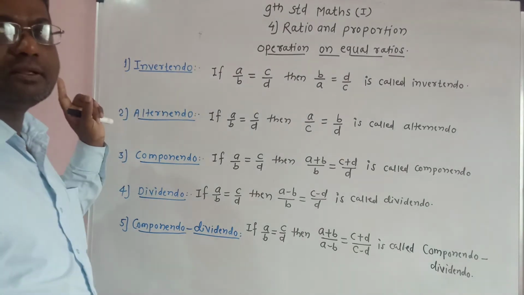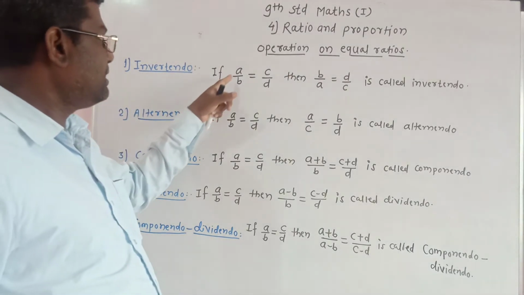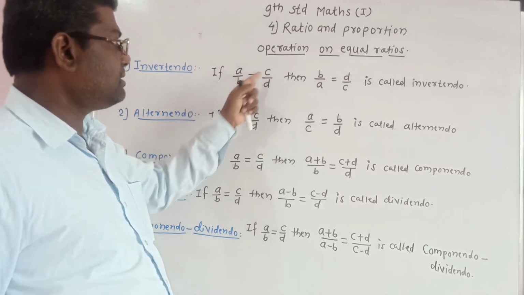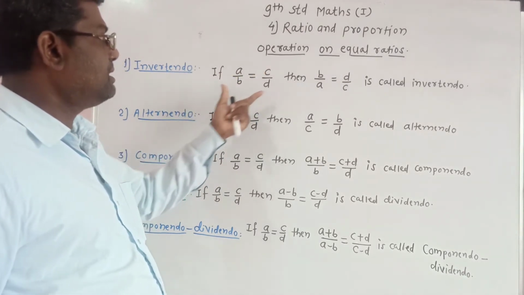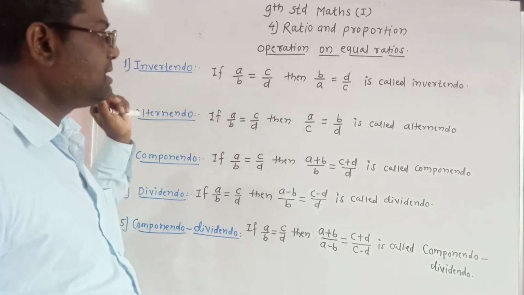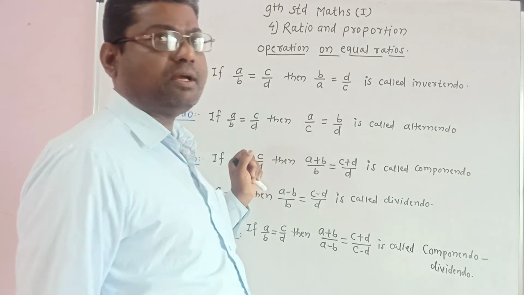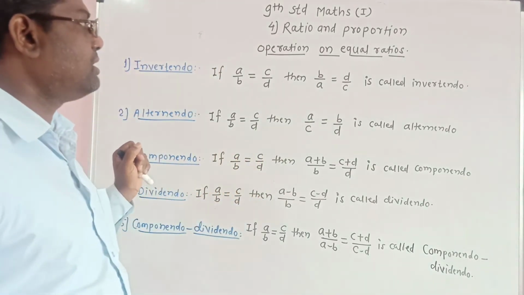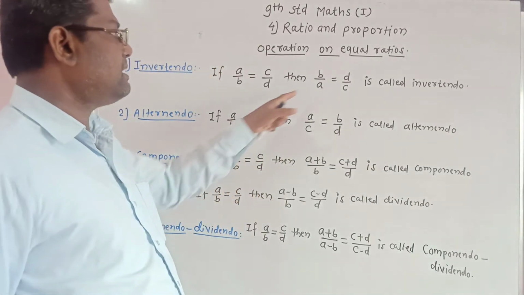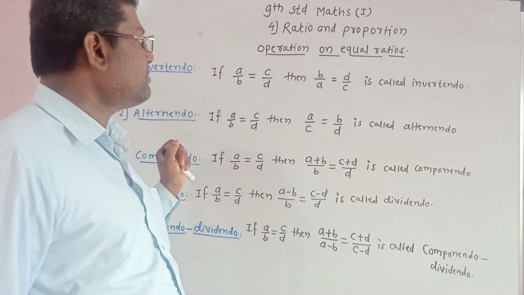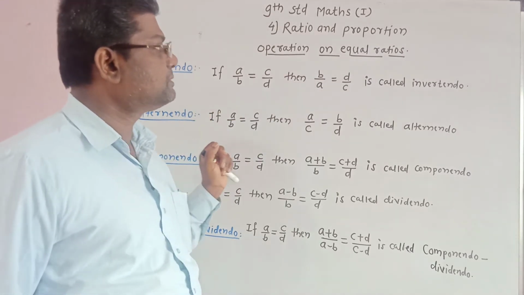Number 1 is invertendo. If there are 2 ratios given, A upon B is equal to C upon D, the equal ratios, then the ratio B upon A is equal to D upon C is called invertendo. That is, here we interchange the numerator and denominator of both the ratios.